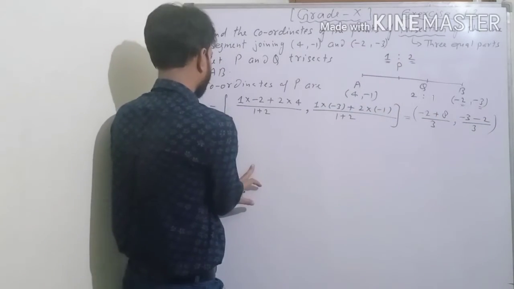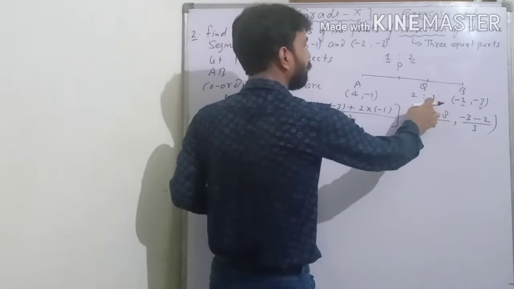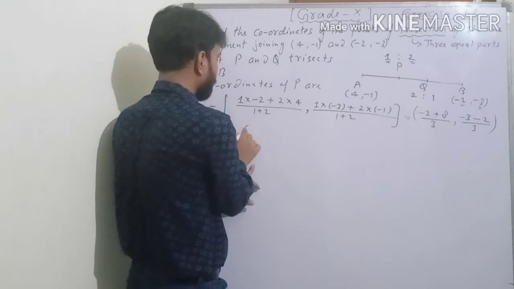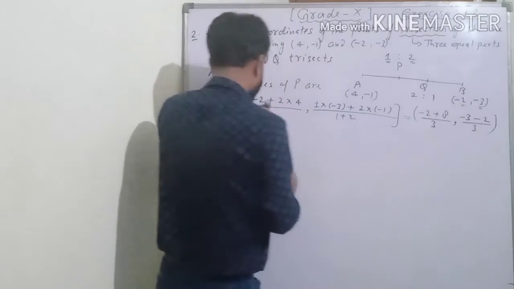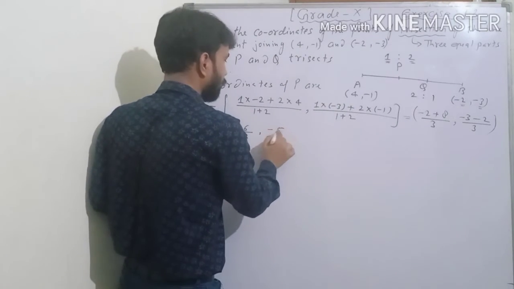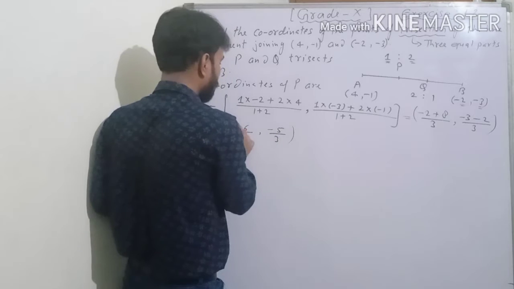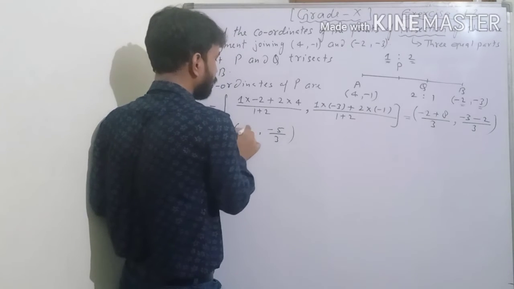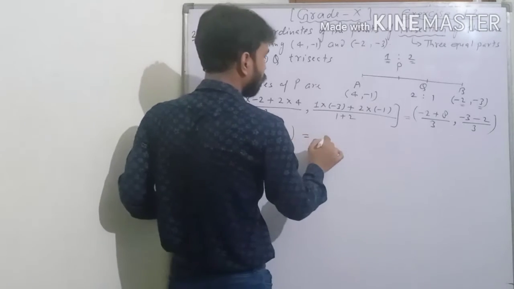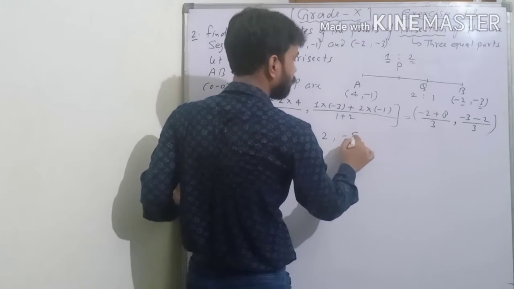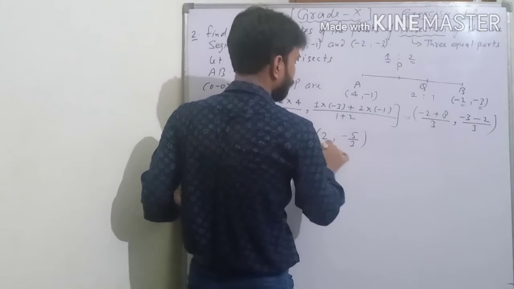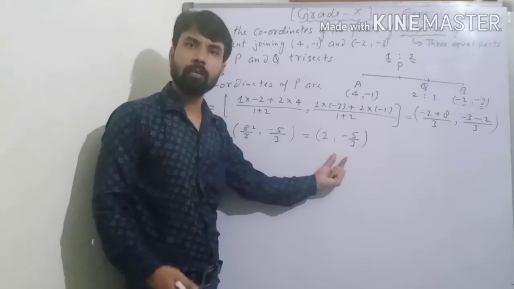Solve it. 8 minus 2, that is 6 upon 3. Second point, minus 3 minus 2, that is minus 5 upon 3. So 6 and 3 can be cancelled, 3 2s are 6. So the coordinates of P are 2, minus 5 upon 3. These are the coordinates of P.